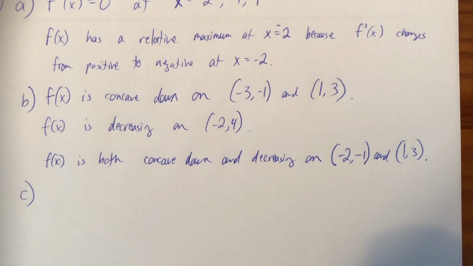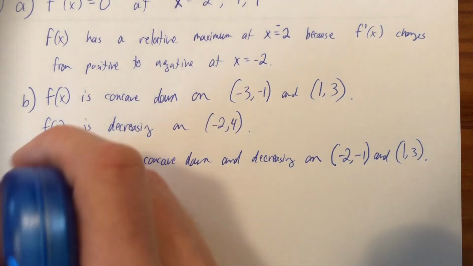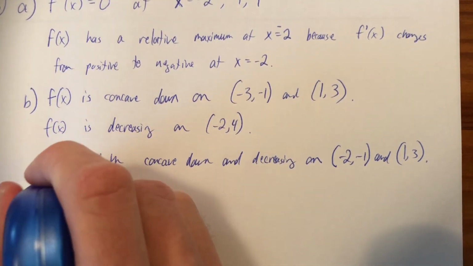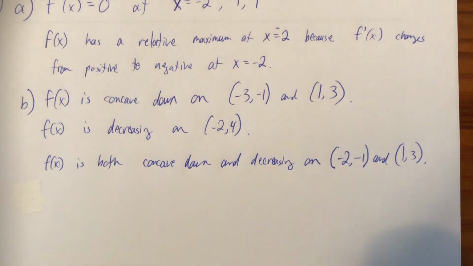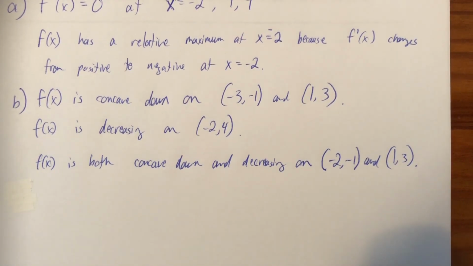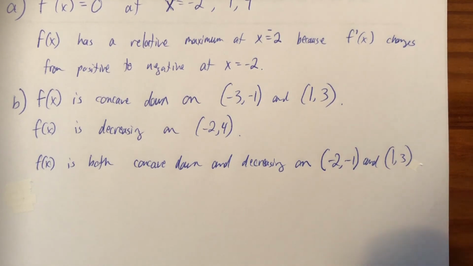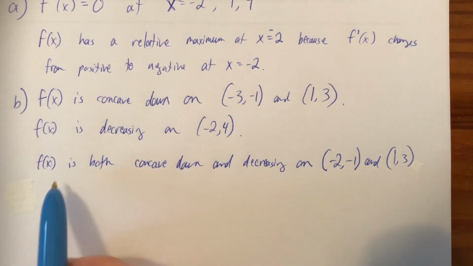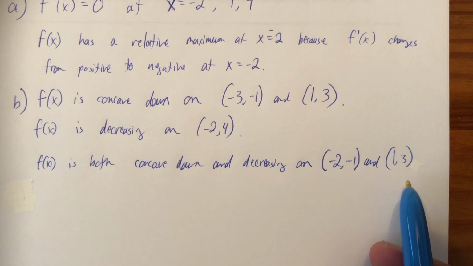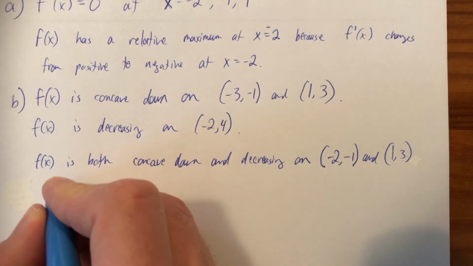Oh, wait. Let's not do part C. It said give a reason for your answer, and I have not. So I have answered with the intervals, but I didn't give a reason for my answer. And so let's do it. What were we looking at? You erase or white out this period right here. F of x is both concave down and decreasing. So what were we looking at? Well, let me tell you.